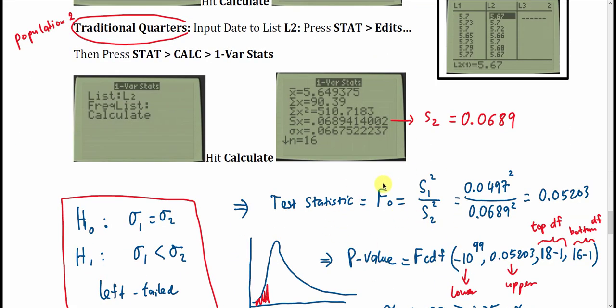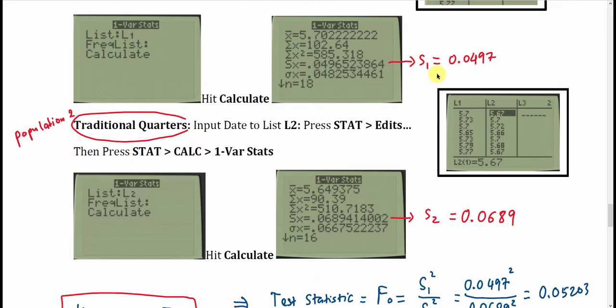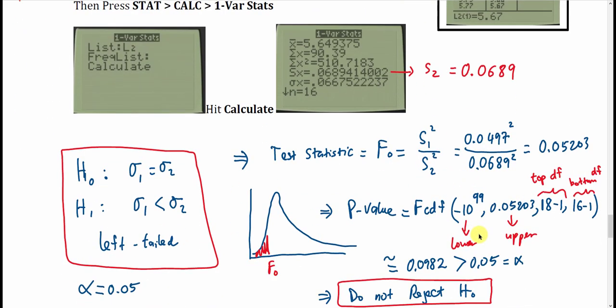And we can find the test statistic just to get the ratio of S1 squared and S2 squared. So make sure you square them and then take the ratio. And we know that this is the left tail case. So I label the F statistic here.